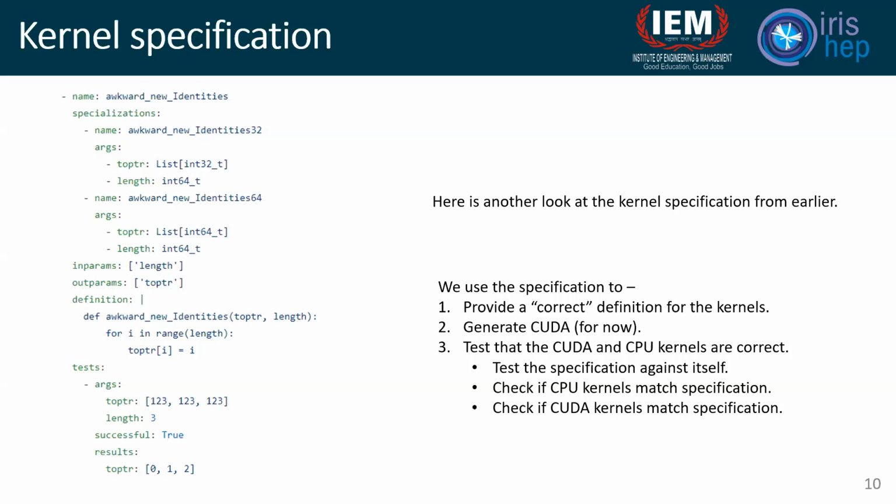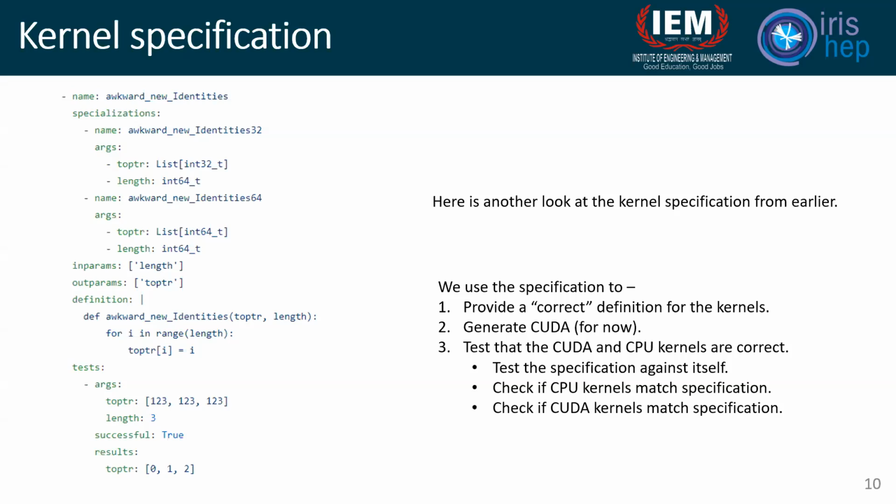So the primary reason for having a specification like this is to provide a correct definition for the kernel. Suppose the tests for the CUDA kernels and the CPU kernels do not match, then we say that the Python code that is represented here is the correct definition of that kernel, and the CPU kernels and the CUDA kernels should comply to the results that we would get if we passed certain values to this Python kernel here. And for now, we are using the specification to generate the CUDA kernels.